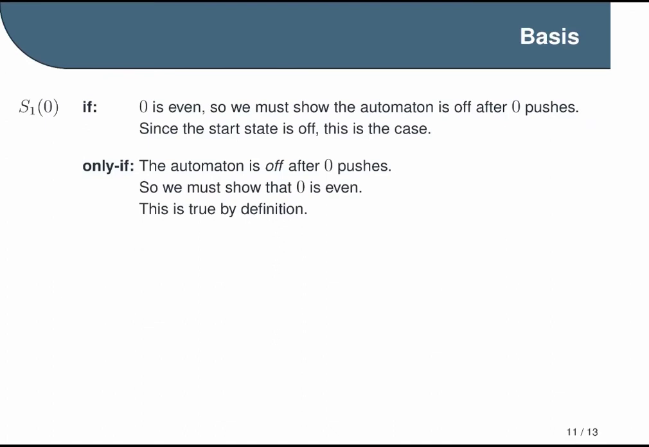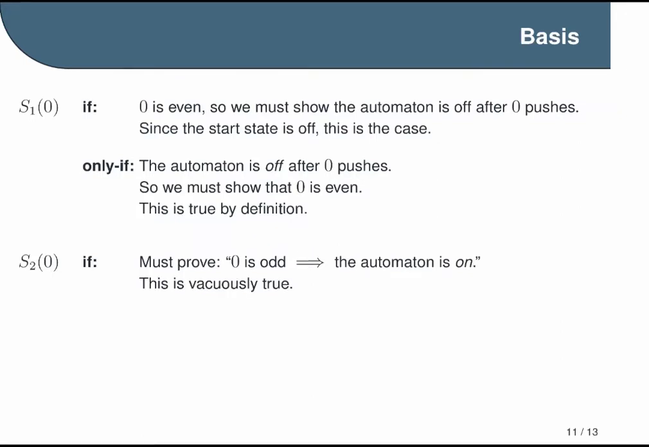We have now proved the base case for S sub 1, and therefore the next thing to do is to prove it for S sub 2, so that's what we're going to do. When we plug 0 into S sub 2, however, you'll notice that we get kind of a strange statement. We have to prove that if 0 is odd, then the automaton is on. Notice the antecedent of this implication is definitely false. 0 is not odd, and therefore it doesn't really matter whether the automaton is on or not, the implication is true. The terminology we use for this case is we say that it is vacuously true.